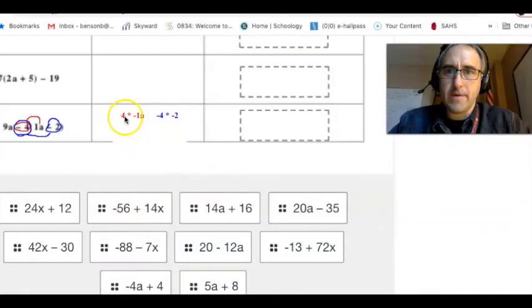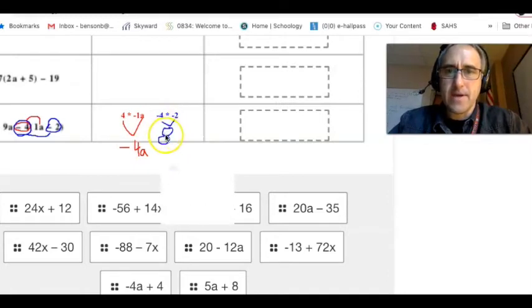So now when I combine 4 times -1, I get -4a. That a has to come with it. Then when I combine -4 times -2, two negatives make a positive, and I get 8. So that 8 is positive, so it's going to be +8. And then I need to bring over one more thing, that 9a that was sitting by itself. And I'm going to rewrite it by the 4a because they're both a's.